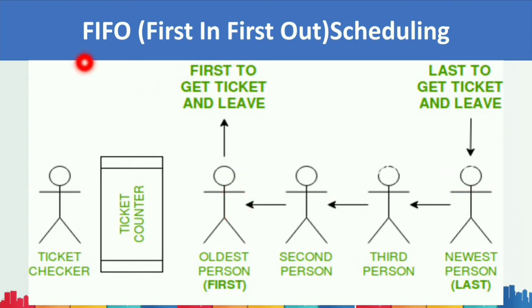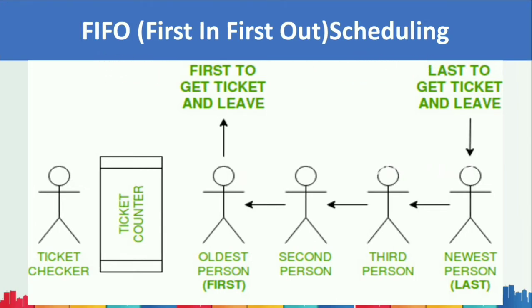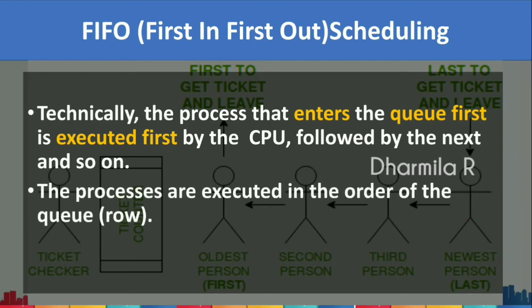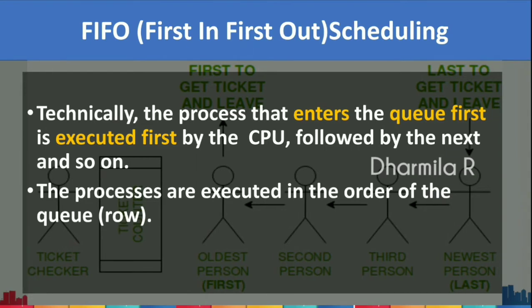That is what this scheduling means, first in and first out. So this is the real-time example. Technically, the process that enters the queue first is executed first by the CPU, followed by the next, and so on. So the same method is used in the CPU for the processes. So the processes are executed in the order of the queue. As they get in, they get the work done and leave the processor. So this is the first algorithm used in process management.